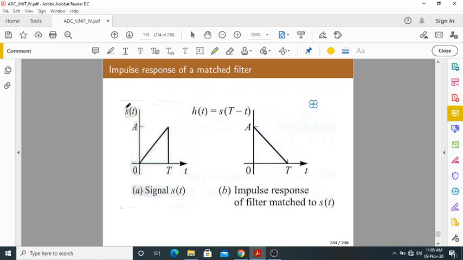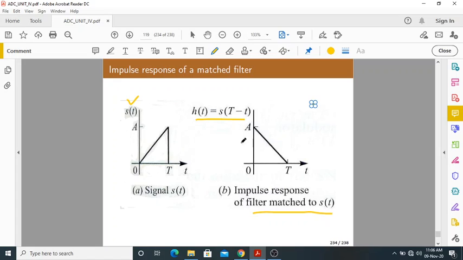Now they gave you s of t or g of t. They are asking for the impulse response of the filter that is matched to the signal s of t. What is that? H of t equals s of capital T minus small t. Now what will happen? How to find out this quantity? S of t is given to you. They are asking s of capital T minus small t. Here capital T is any arbitrary value. It is a constant.